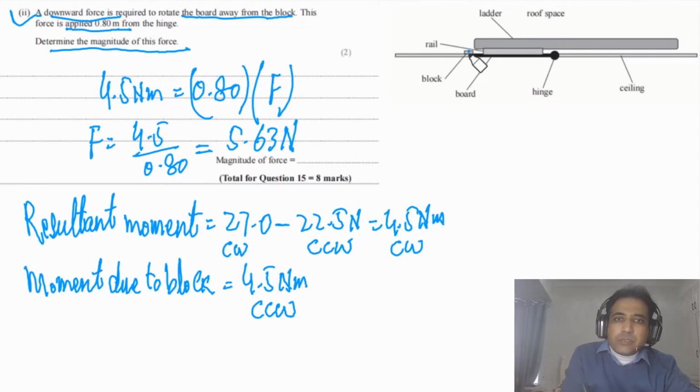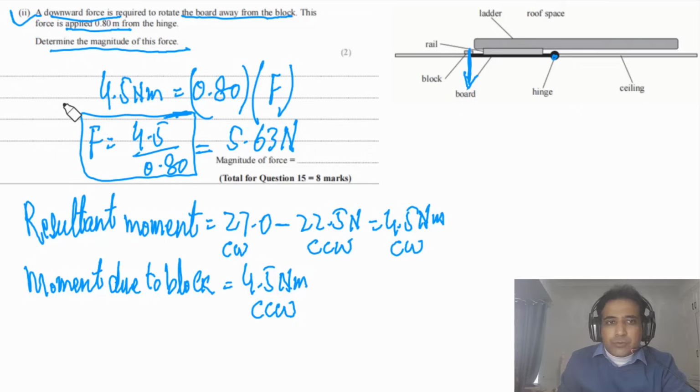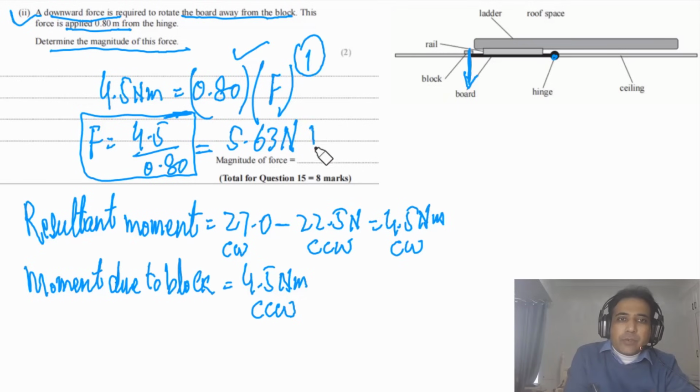So simply here is a force, this force is here, and this one is the hinge, the distance we have. We need to find out the force. Moment due to force we also have. So simply we can use this one and we can find the value of the force. This question has 2 marks. So if you have used this formula, moment is equal to Fx, you will get 1 mark, and if you have got the right answer you will get 2 marks.